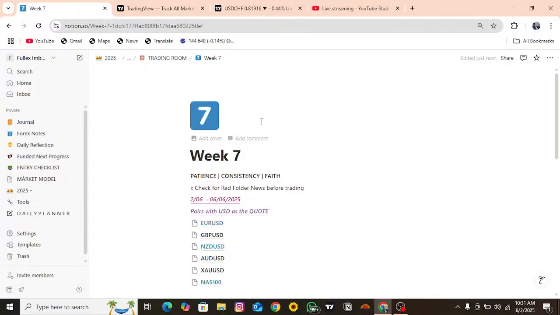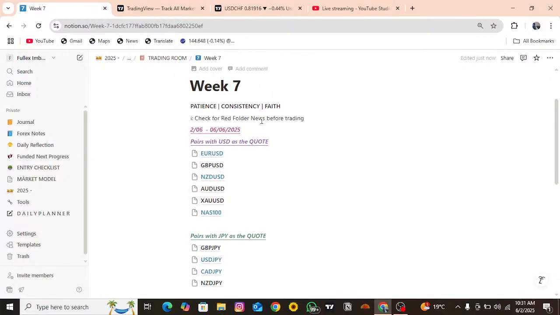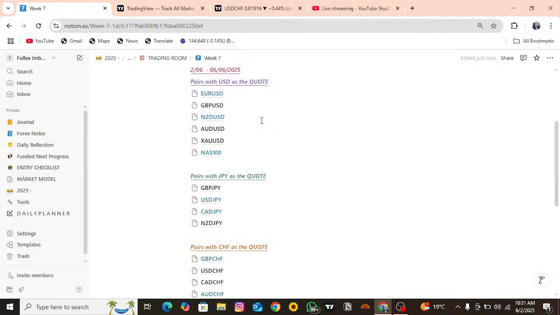First of all, I just want to run you through my weekly plan. This is Notion. I have a daily planner here, which I'm not going to share with you because it's private. But I just want to show you something here. This is my trading room. This is where I normally first come up with the pairs that I'm looking at. You can see the way I'm grouping them. So for this week, I'll be looking at these particular pairs.